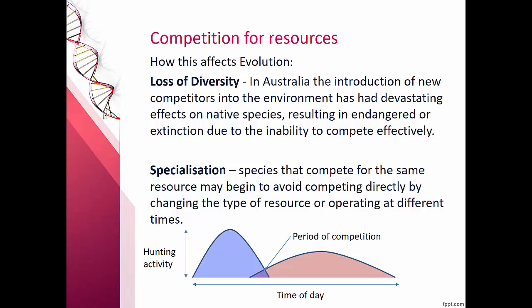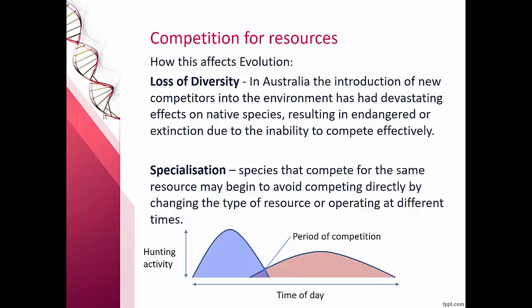So the examples that you might have for this are the rabbits coming in and ousting the bilbies. You've got the bee bush outcompeting acacia species. You just lose a lot of diversity because of that.